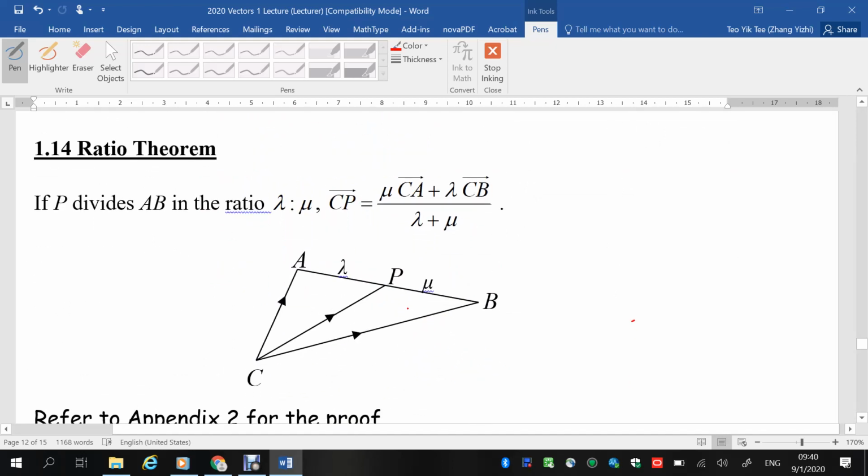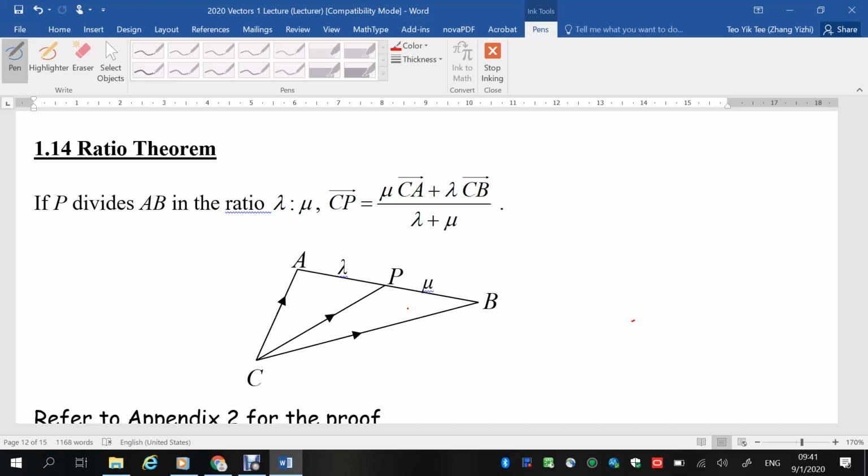Vector CP is equal to lambda times vector CB plus mu times vector CA, divided by lambda plus mu. Learn this formula before? Never. Some schools teach, some schools don't teach. Yeah, this is what we realize. But your secondary school teachers should have taught you.